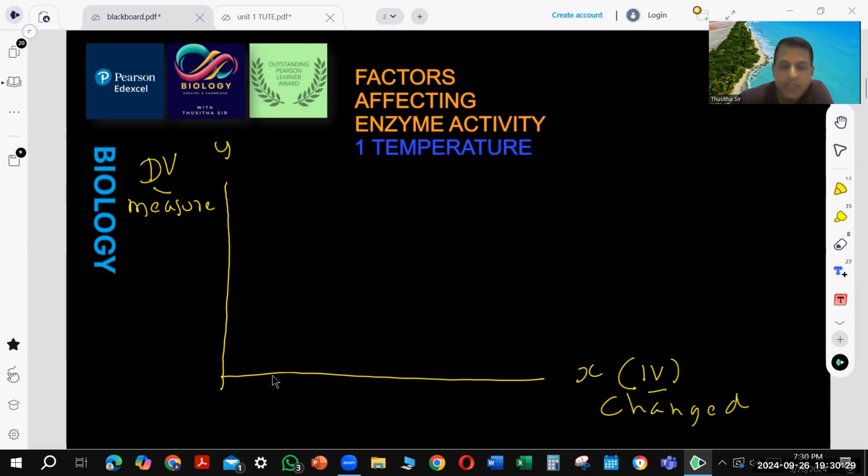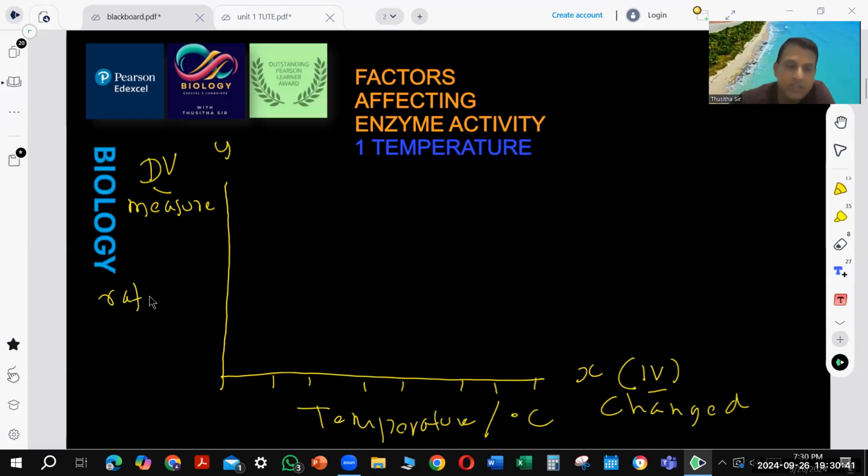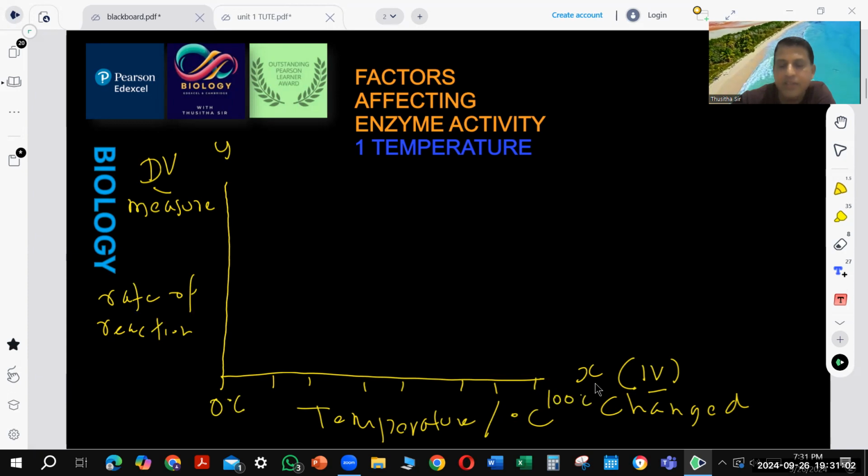So I'm going to place temperature here, temperature in Celsius degrees. And I'm going to measure the rate of reaction. We have a method, but you don't need to know how I measured it at the moment. We think of rate of reaction, that is product formed over the time. So I'm placing 0 Celsius degrees here, 100 Celsius degrees here.